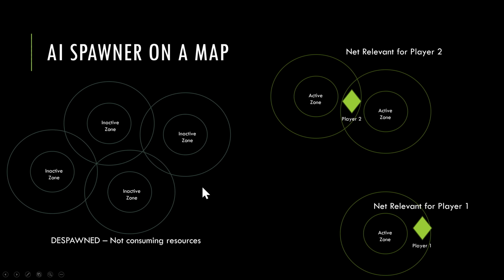So if you think about it from an overall map perspective, if you have hundreds of these on a map, 80% of them being deactivated and only 20% of them being activated, you get a huge performance bump.